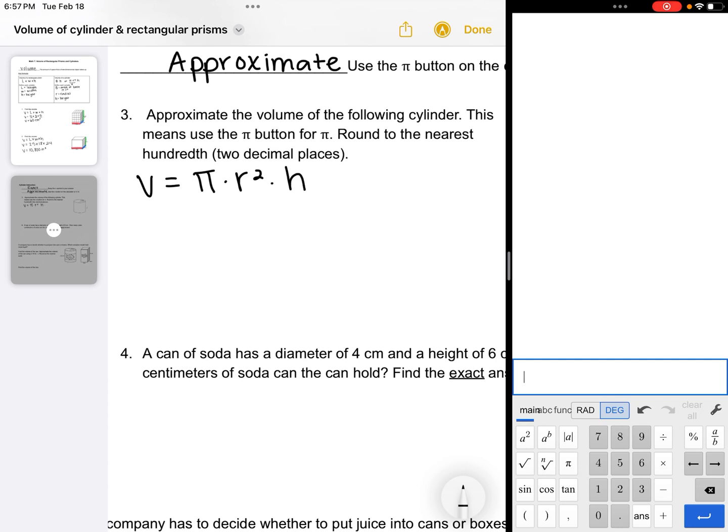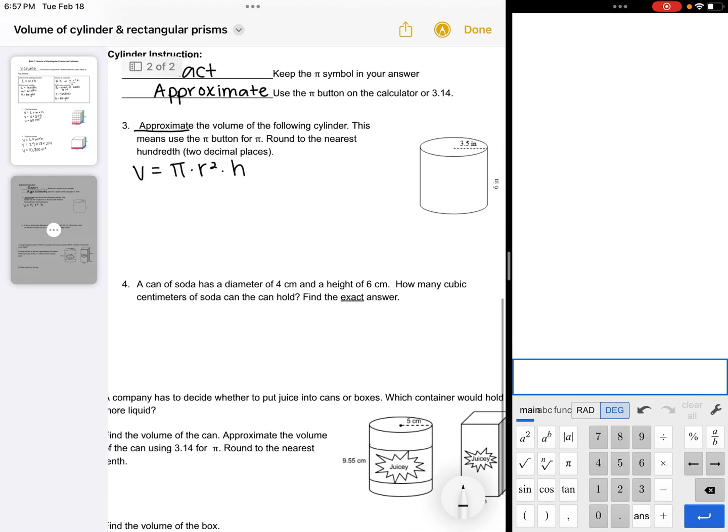In question number 3, it says approximate. So that means that I'm not going to have pi in my final answer. I'm going to actually multiply with the pi symbol on a calculator and I'm going to round. Then I need to go over here to my cylinder and see if I can find the radius and if I can find the height. So zoom in here.